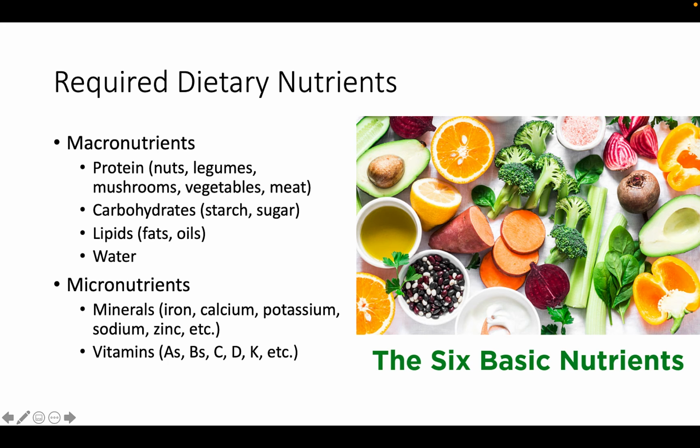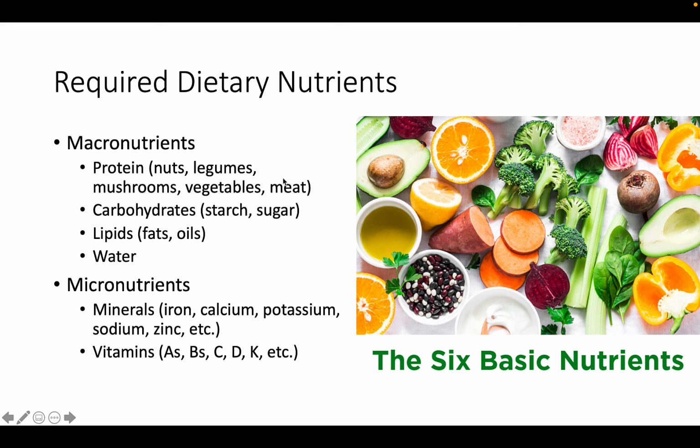When it comes to what you need to eat on a regular basis, there are 6 main categories. Water is among them, and there are not examples of that because it's just water. Protein, so make sure you get your nuts. Legumes, mushrooms, vegetables have a decent amount of protein, you'd be surprised. Brussels sprouts are high in protein as a vegetable. And then meat, of course, has some protein. Lots of protein in meat.